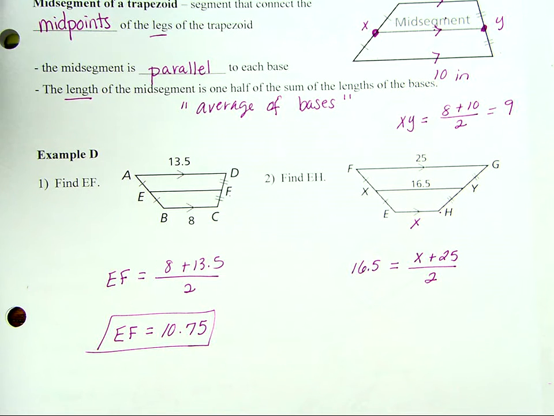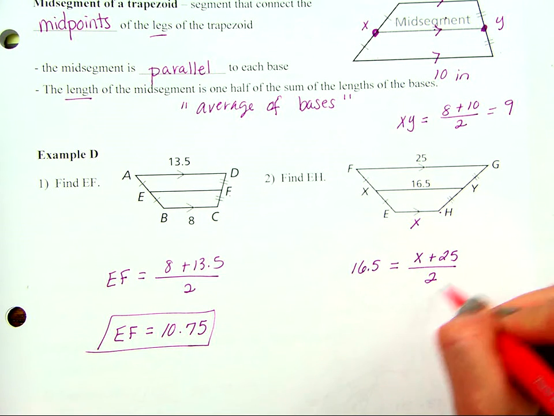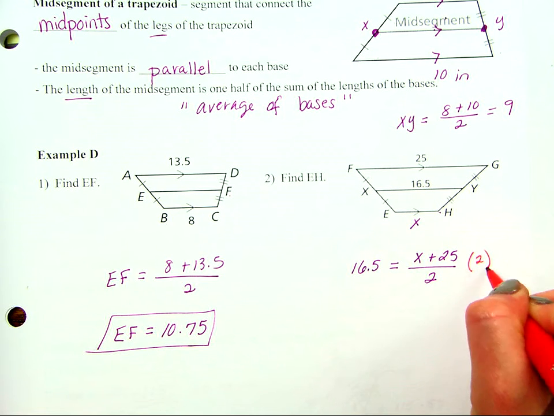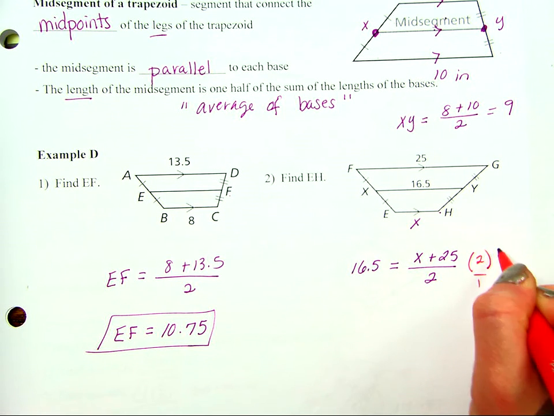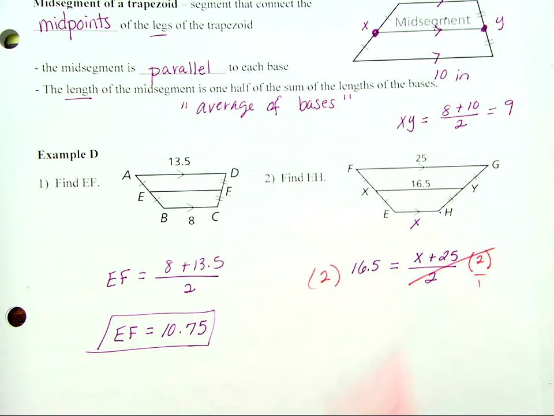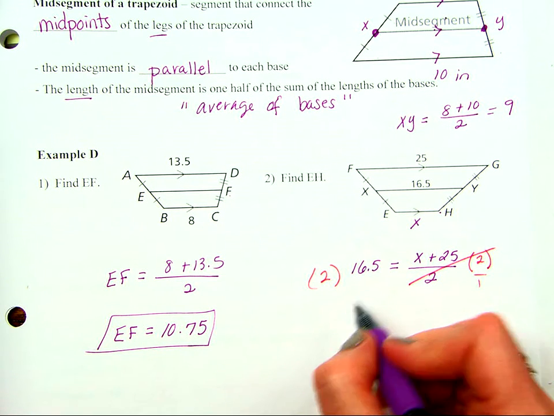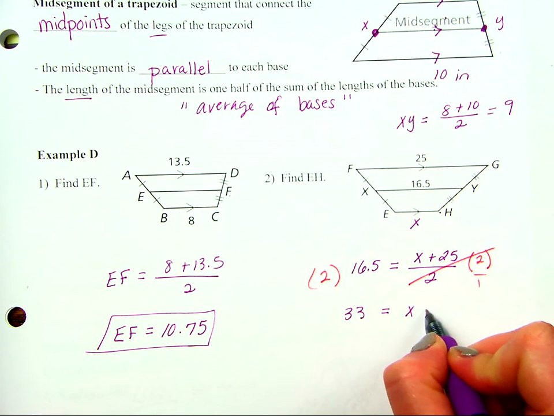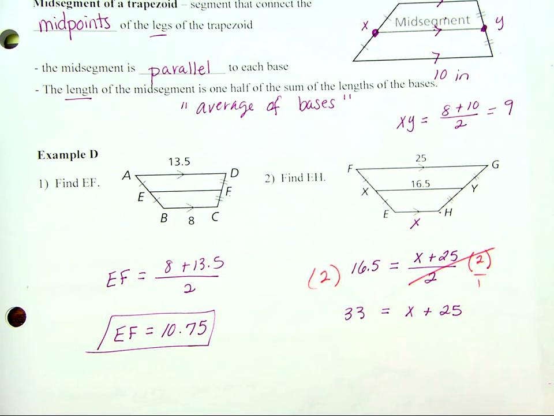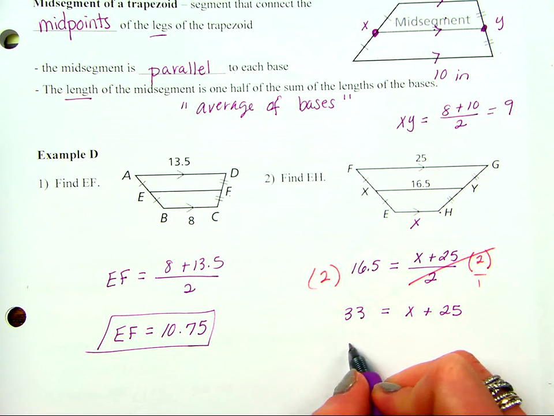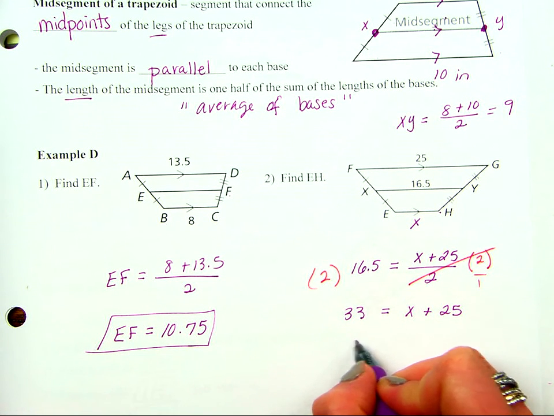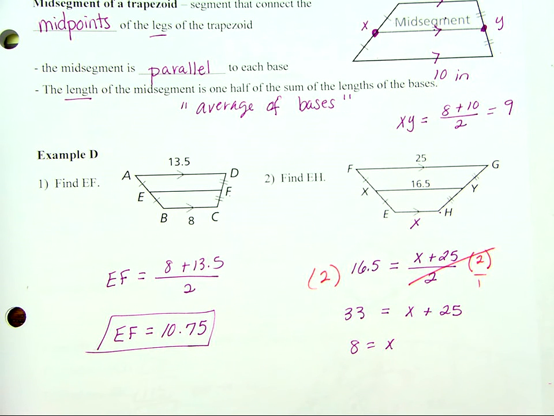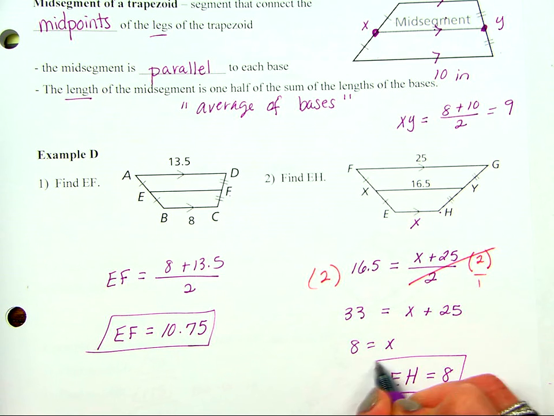Okay. Now some of you might be able to solve this a little bit more mentally, but if I needed to solve for x here, I want to remind you that we'd start by multiplying by 2 on both sides, because we'd want to eliminate our fraction. So we would end up finding 33 is equal to x plus 25, or subtract, and we would find out that 8 is equal to x. What does that mean? Well, my segment EH would have a length of 8.